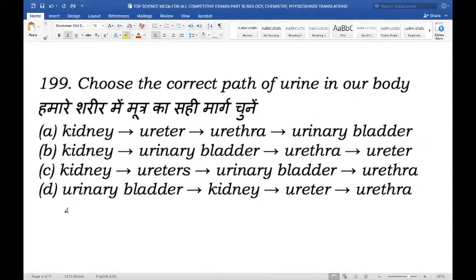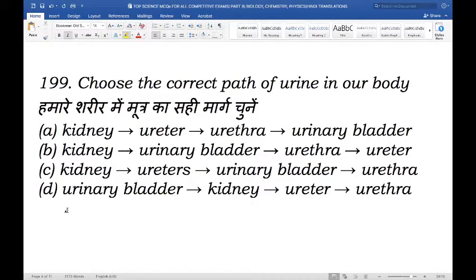Next question. Choose the correct path of urine in our body. Is it A, starting from kidney to ureter to urethra and finally to the urinary bladder, or B, starting from kidney to urinary bladder to urethra to ureter, or C, kidney to ureters to urinary bladder to urethra, or finally D, urinary bladder to kidney to ureter and urethra? So the correct answer here is C, kidney to ureter to urinary bladder and finally urethra.